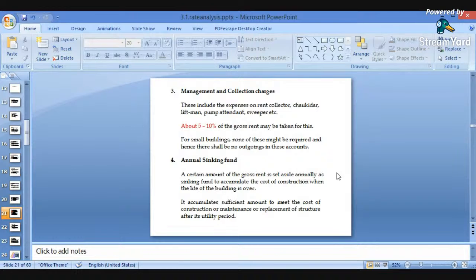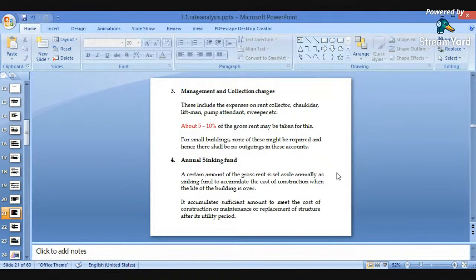For small buildings, none of these might be required, and hence there shall be no outgoings in these accounts. If it is a small residential building, this 5 to 10% will not be considered. It will be considered for high rise buildings or residential high rise complexes, heavy structures, because for a small residential building it cannot be considered.